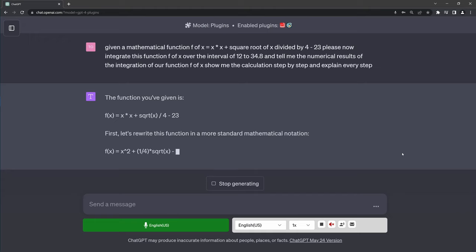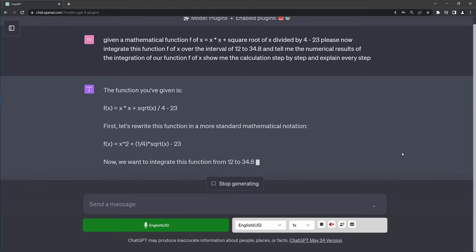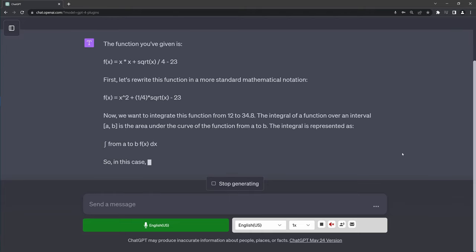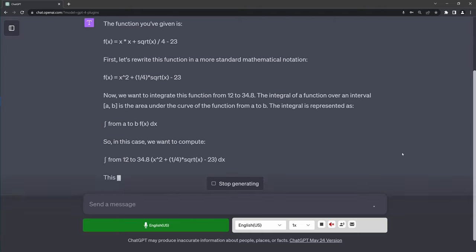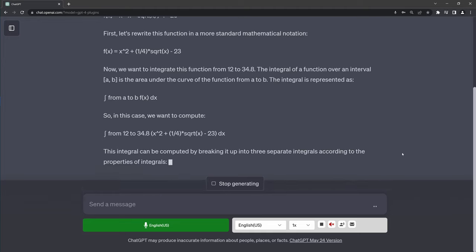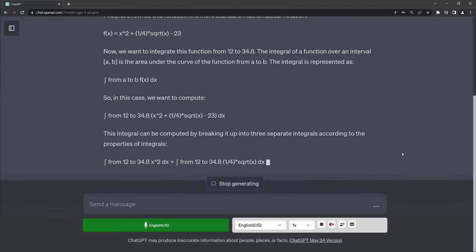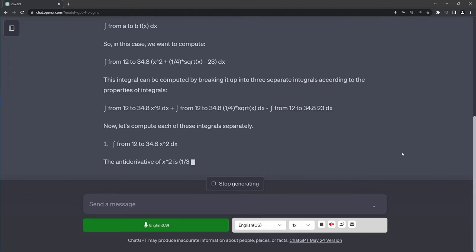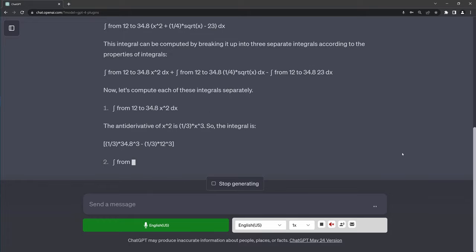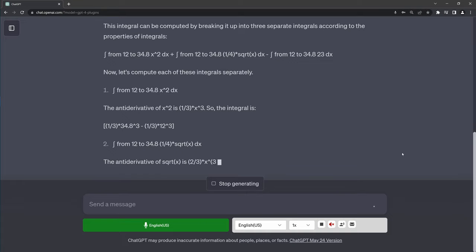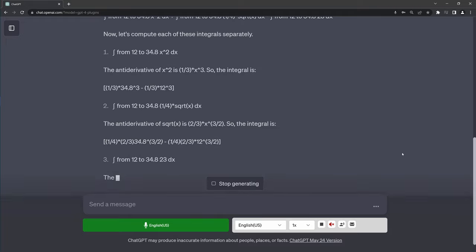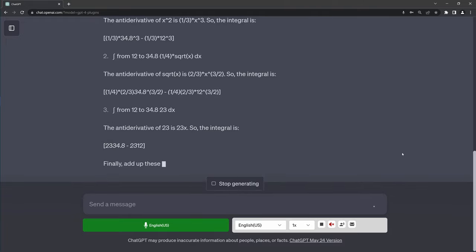X squared plus square root x. Yeah, let's write the function. Yes, x squared, beautiful. Integral from 12 to 34.8. The integral is the area under the function. It can be computed by breaking it up into three separate integrals according to the properties of integrals, and I compute these integrals separately. Okay, see what it's doing. Okay, the antiderivative, so the integral is.